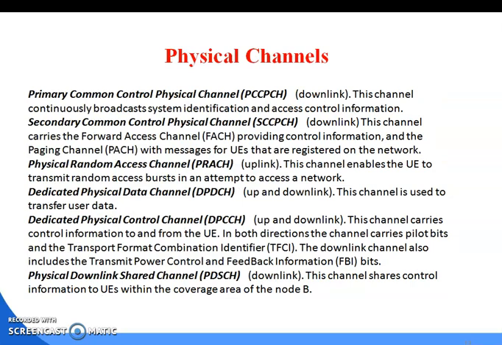Next come to the physical channels. Primary Common Control Physical Channel, PCCPCH, downlink. This channel continuously broadcasts system identity and access control information. Secondary Common Control Physical Channel, SCCPCH, is also for downlink. Physical Random Access Channel for uplink, Dedicated Physical Data Channel for up and downlink both, and Dedicated Physical Control Channel, up and downlink both, and Physical Downlink Shared Channel, downlink.